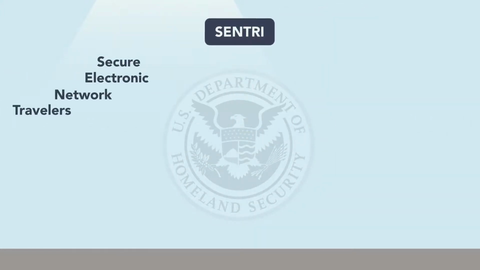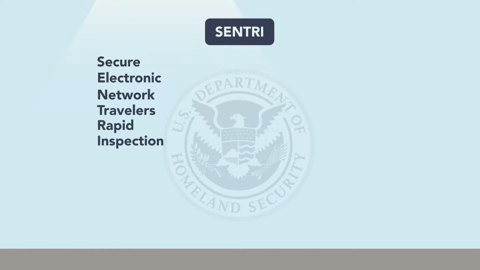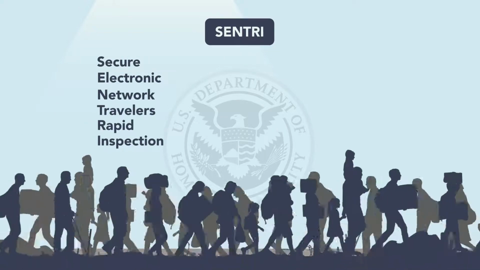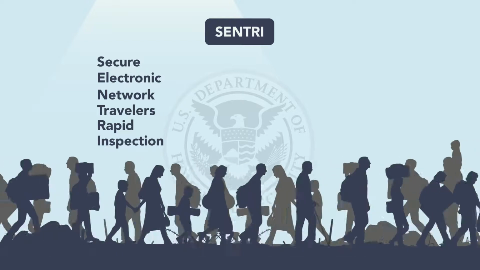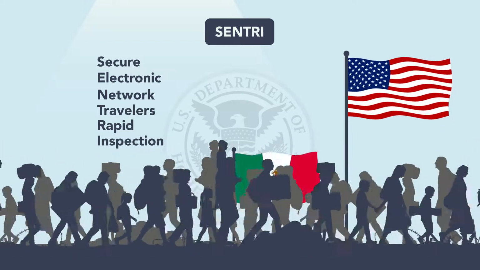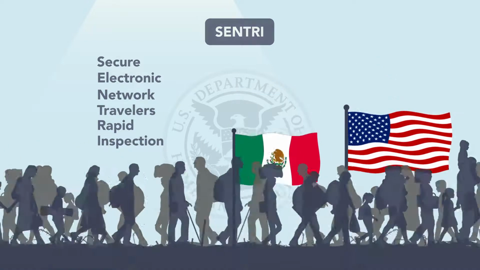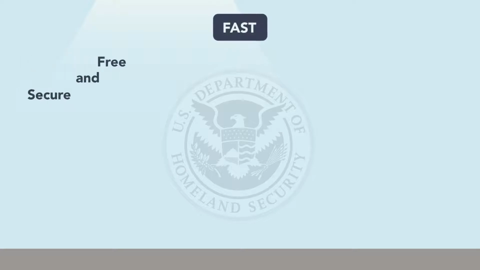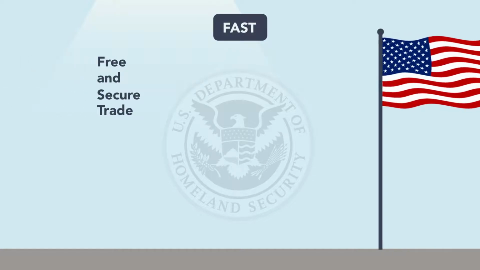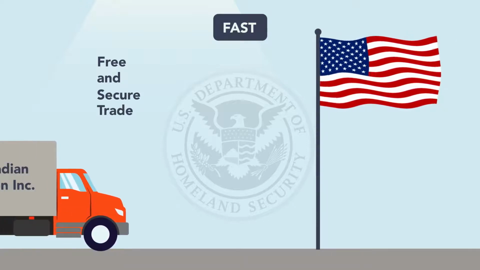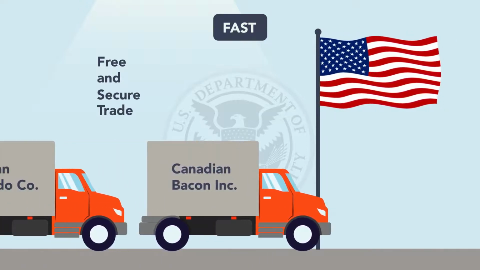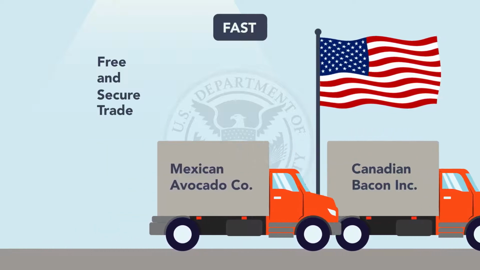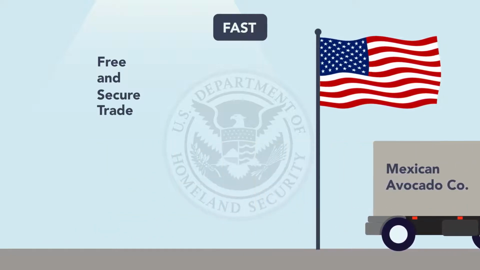Sentry, the secure electronic network for travelers' rapid inspection program, enables participants to use expedited processing lanes at land border crossings between the United States and Mexico. FAST. The Free and Secure Trade Program is a trusted traveler program for commercial carrier truck drivers who enter the United States from Canada and Mexico. It uses dedicated vehicle lanes to speed up processing of cargoes at select ports of entry.